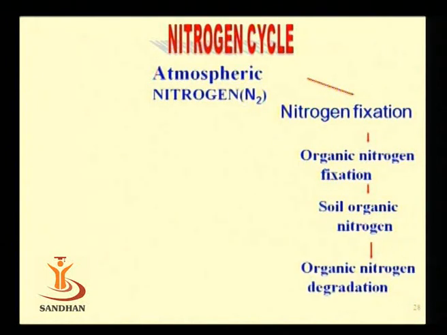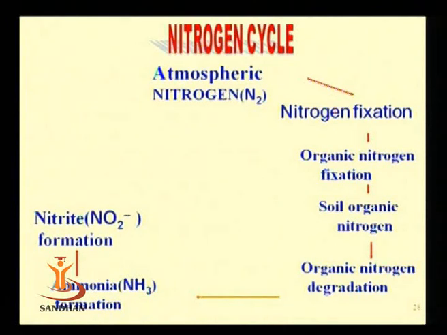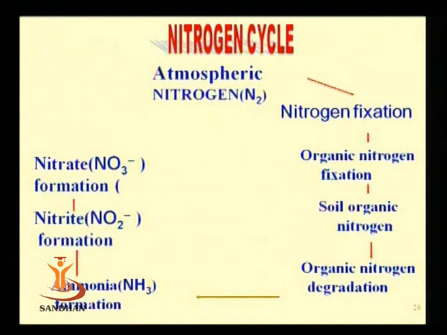This organic nitrogen then undergoes degradation. The process of degradation releases ammonia. Ammonia further undergoes nitrification. After that, from ammonia, nitrite is formed. Nitrite further forms nitrate, and nitrate is reduced to nitrogen gas back to the atmosphere, that is denitrification.